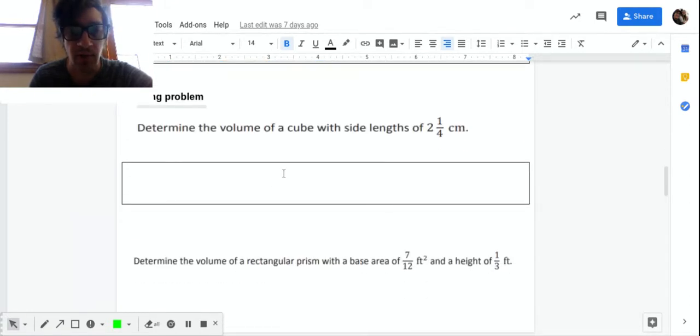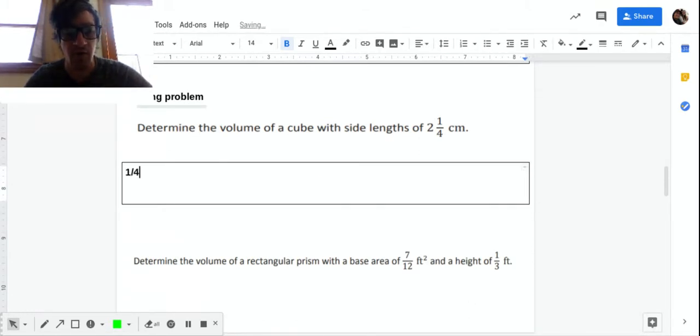Opening problem. So I talked about this in the Monday 3. So this is a cube, and it's 2¼ centimeters. A cube has sides that are all the same length. We're still finding volume. So what I'm looking for here, and I'll give you a little bit of a hint, 1/4 is equal to 0.25.